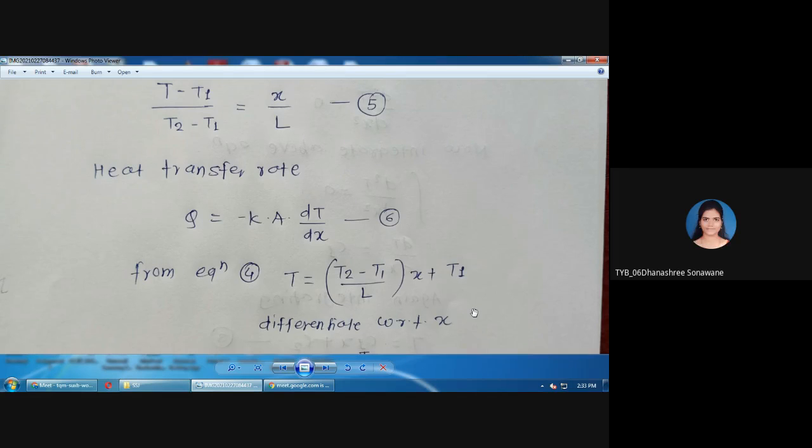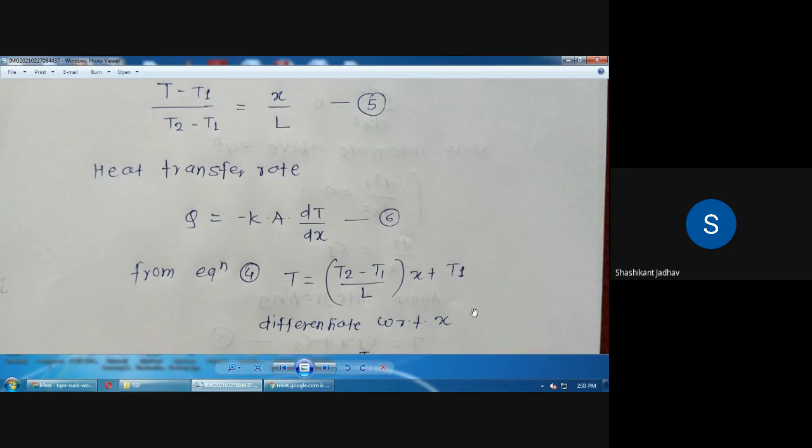Yes, sir. What is the answer for Q? Q is equal to minus KA into T2 minus T1 by L. Suppose we have to remove that negative sign, then how? What is the equation? We have to change T2 minus T1 to T1 minus T2. At that time, automatically the negative sign will be removed. That is Q is equal to K into A into T1 minus T2 divided by L.